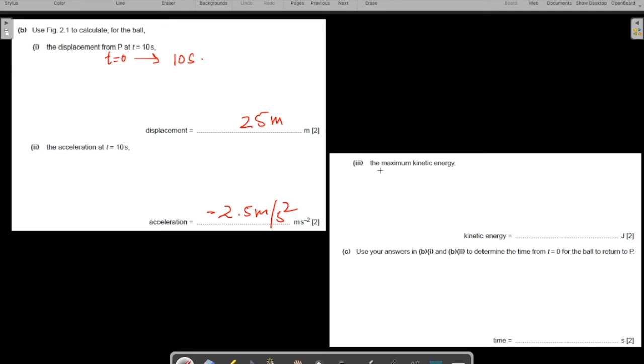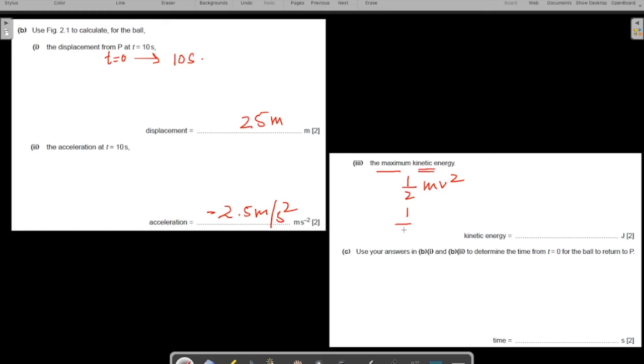Alright, the maximum kinetic energy. What is the maximum kinetic energy? What is the formula for the kinetic energy? Half mv square. When will you have the maximum kinetic energy? When you have the maximum velocity. Alright, you're not going to change your mass because the ball is the same. The only thing which you can change here is your velocity.